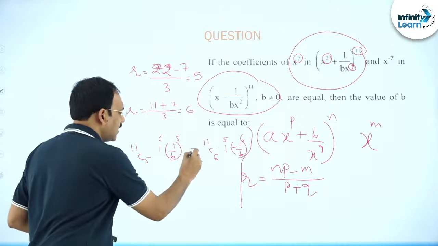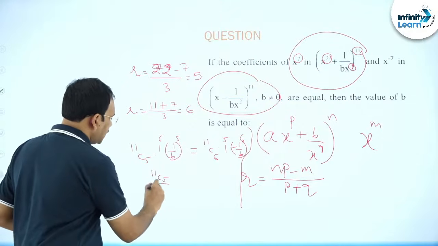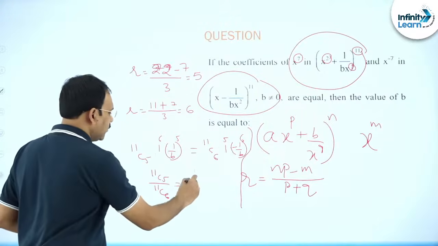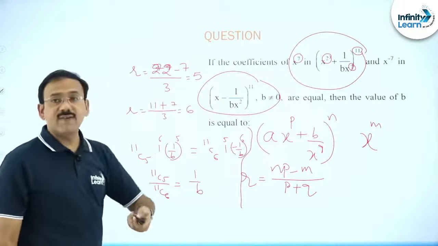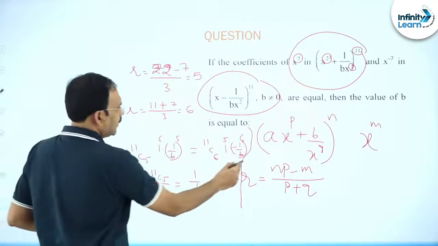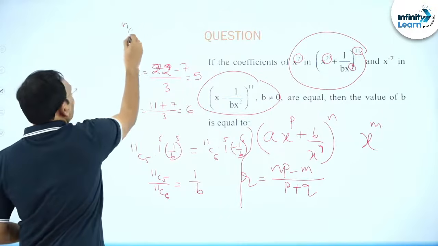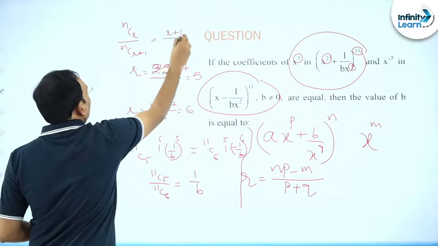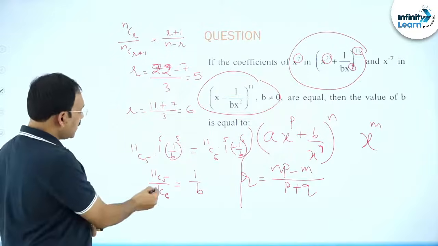So, just equate them. You see, 11c5 by 11c6 is equal to, this is 1 by b power 6, you will get 1 by b. Now dear students, how do you compute 11c5 by 11c6? Let me tell you, dear students, let me write here, otherwise, nCr by nCr plus 1 is r plus 1 by n minus r. This is the shortcut.